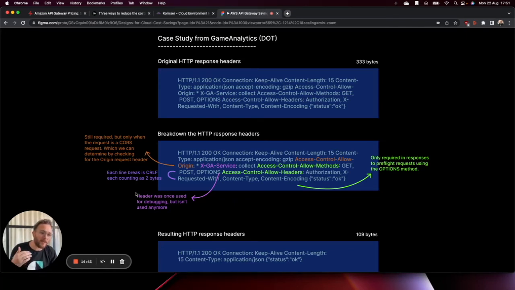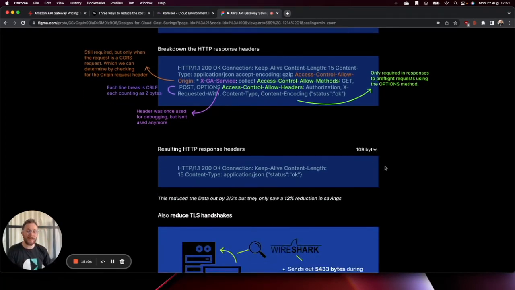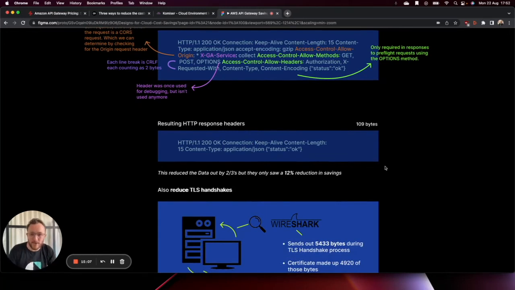because it's only required when the request is a CORS request. And this can be determined by checking for the Origin request header. But if that header was not there, then this header was not required in the response, which resulted in the majority of the responses being reduced down to 109 bytes. This was a reduction of close to two thirds of the DTO that they calculated, but they only saw a reduction of 12% in the cost.